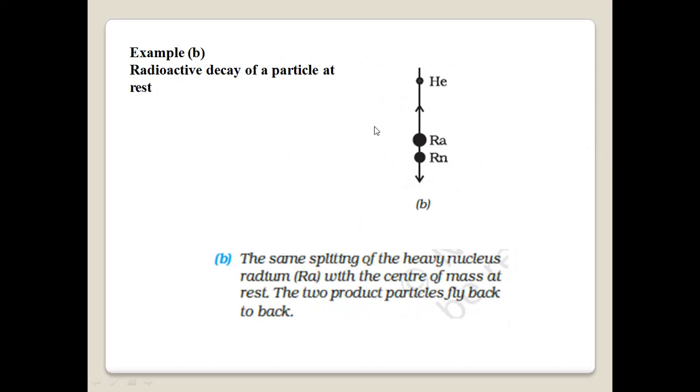Another example, radioactive decay of a particle which is at rest. So here let us imagine that radium, which is radioactive, is at rest. Now when it is at rest and at some point of time it just splits into radon and helium. So the center of mass of radium is here, and even after splitting, the center of mass will be there itself. It will be at rest because radium is at rest, the center of mass is initially at rest, therefore radon and helium will fly back to back and the position of center of mass will be maintained.